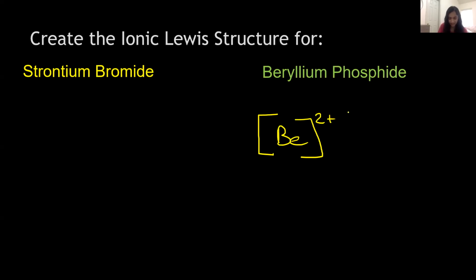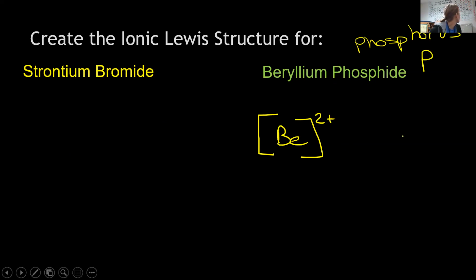And then Izzy, give me phosphide. In order to get to that, it'd be like beryllium getting to the nearest noble gas. Beryllium's nearest noble gas is actually helium, which is behind it. So it lost 2 and therefore was 2+. Phosphide is the ion version of phosphorus, which is P.